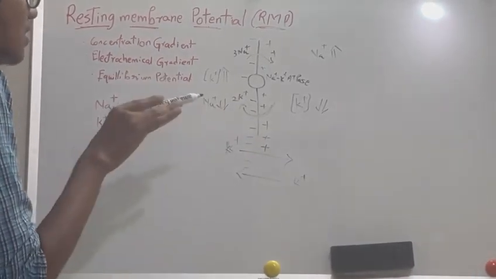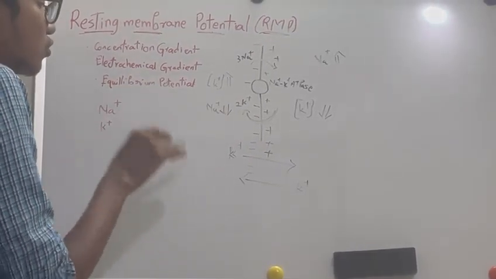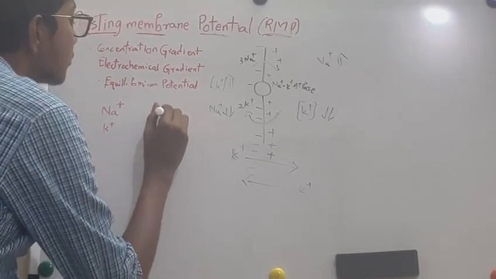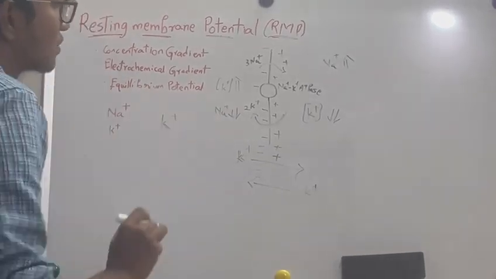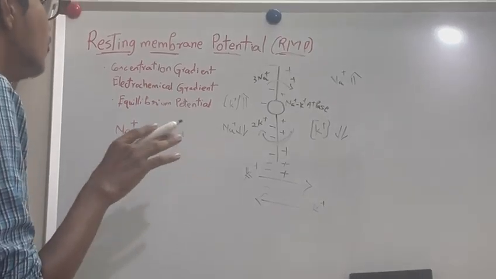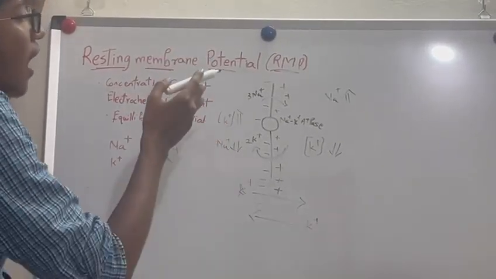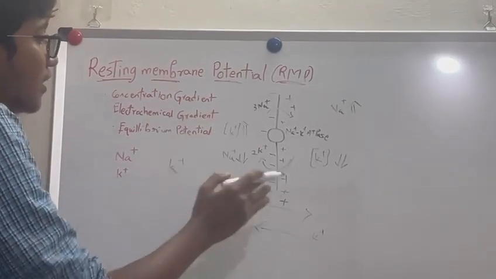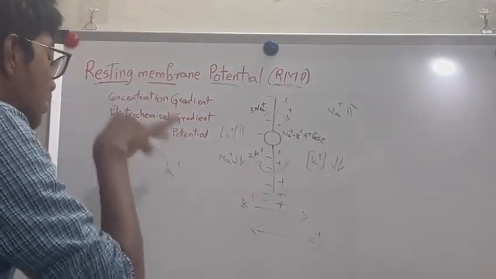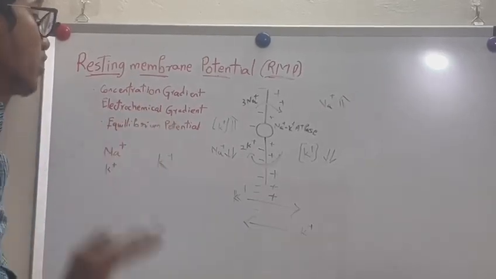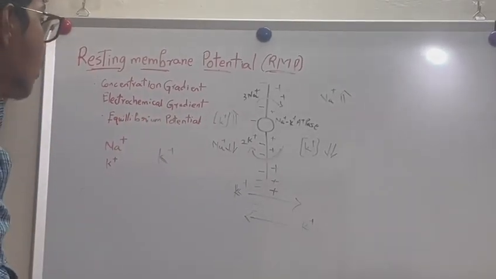That is, there is an equilibrium for the potassium ion, and when there is an equilibrium, the potential difference across the membrane for that particular ion is called the equilibrium potential.